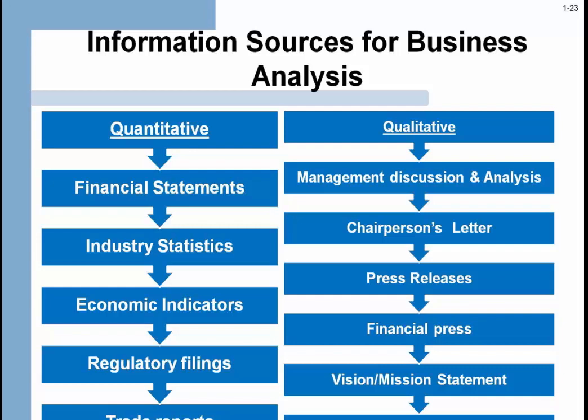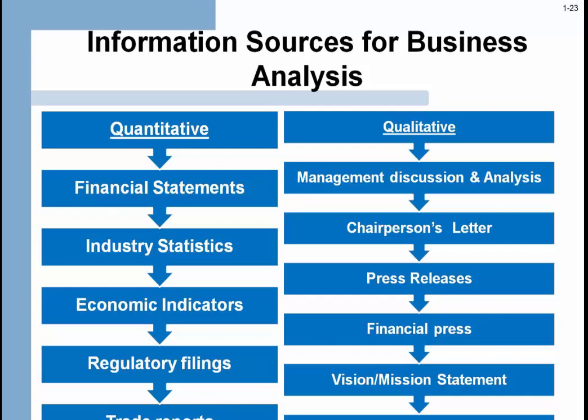Qualitative stuff, the first one is the management discussion and analysis. When you pull up an annual report and you look at the management discussion and analysis, it's going to tell you a little bit about what's going on with the business, what they anticipate, what's in their financial statements, what happened in the last year. They're going to give you an idea what they anticipate happening. And that's what happens also in the chairperson's letter. He's going to talk a little bit more about what's going on in the business. And there's press releases that relate to the business.